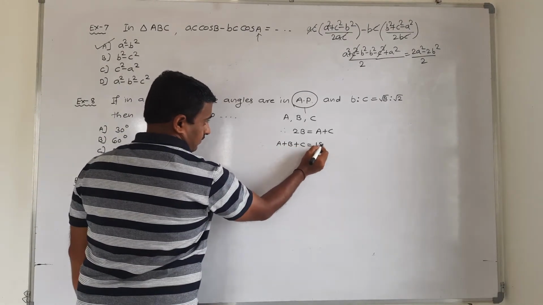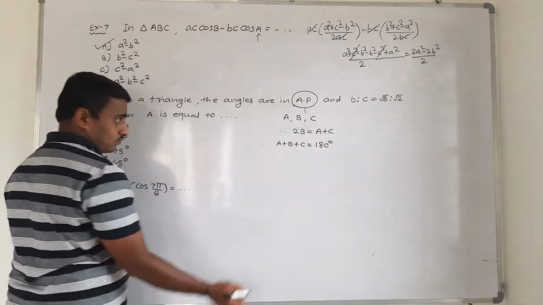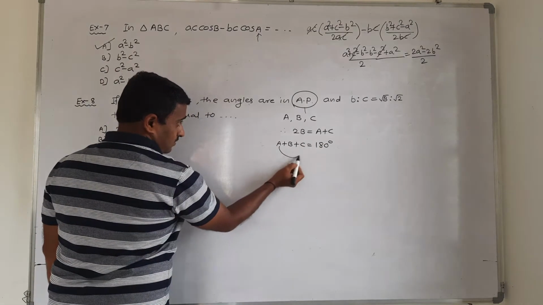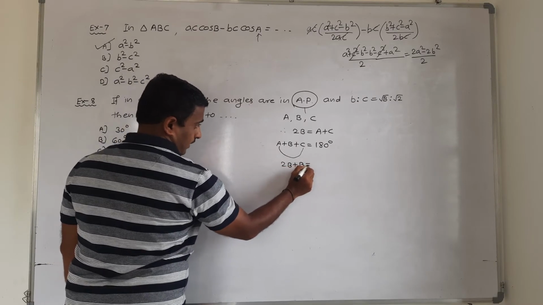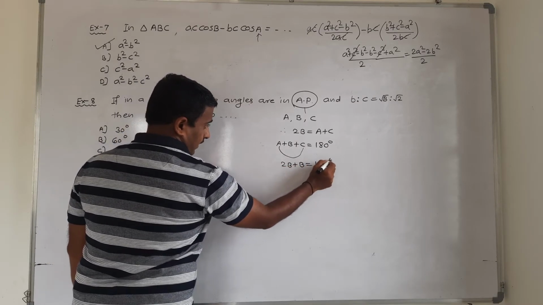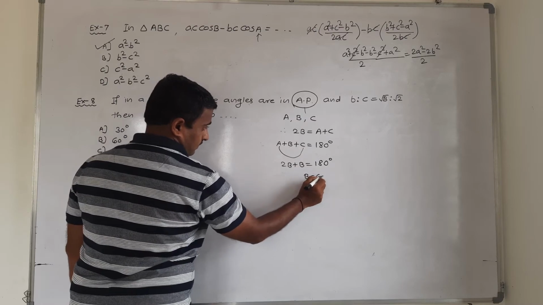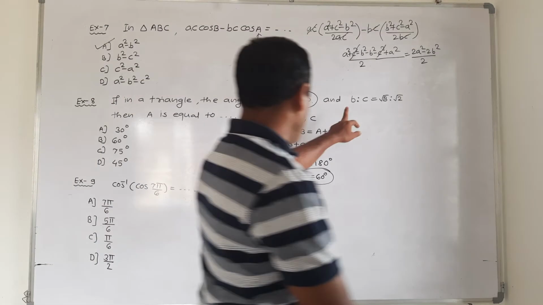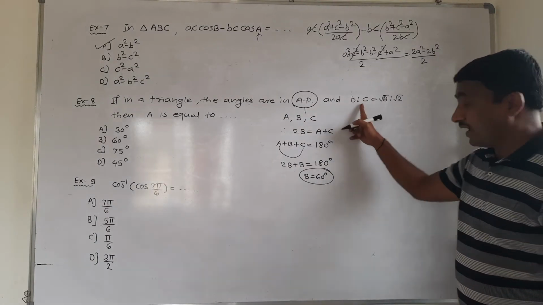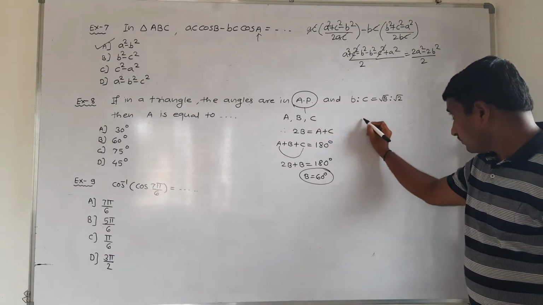It is 180, the sum of all angles of the triangle. Now A plus C is 2B, and this 2B plus B is equal to 180. Therefore 3B is equal to 180, B is equal to 60 degrees. Now we get B is equal to 60, and this is given B as C. Therefore we write the sine rule.